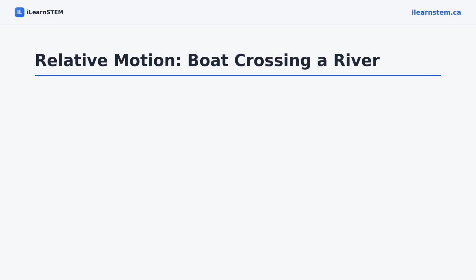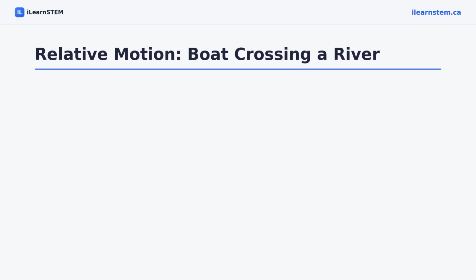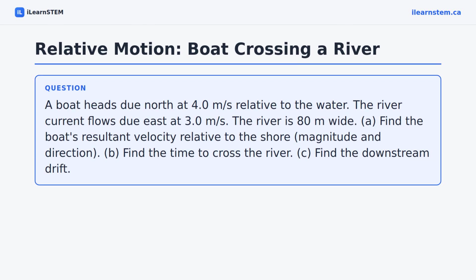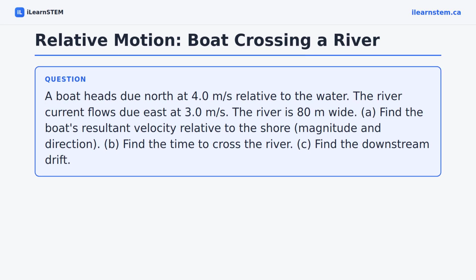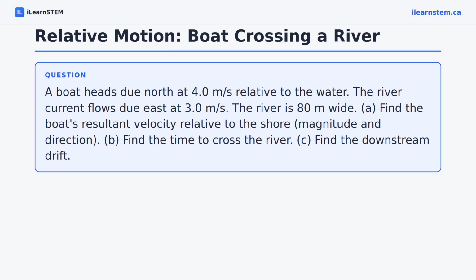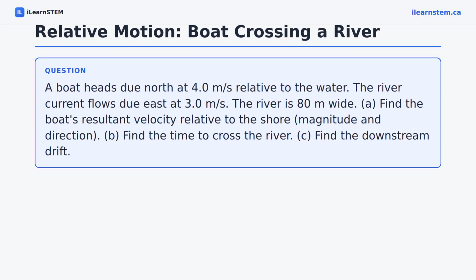We'll practice solving a relative motion problem involving a boat crossing a river. Here's the problem. A boat heads due north at 4.0 meters per second relative to the water. The river current flows due east at 3.0 meters per second. The river is 80 meters wide.